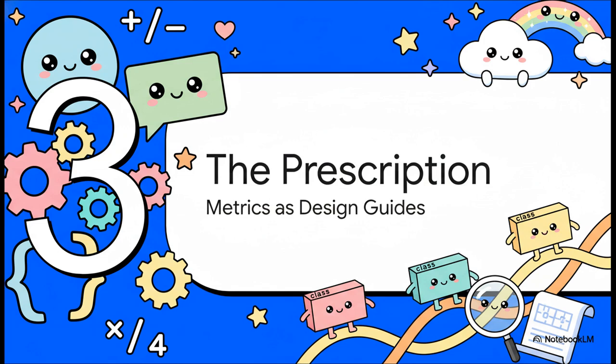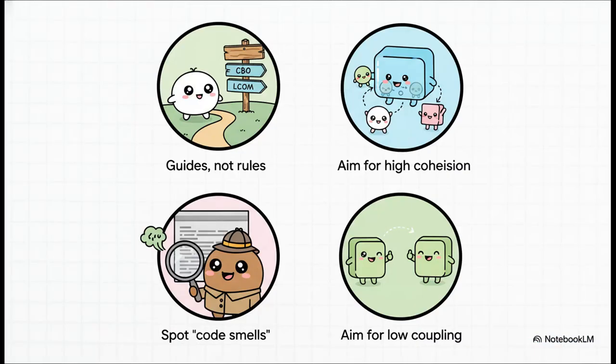So, we've gone through all these numbers, all these calculations. What's the prescription? I mean, how do we actually use this information to write better code? The absolute key is to think of them not as strict rules, but as helpful guides. So, what's the bottom line here? The most important thing to remember is that these metrics are not absolute laws. A high number isn't automatically bad.